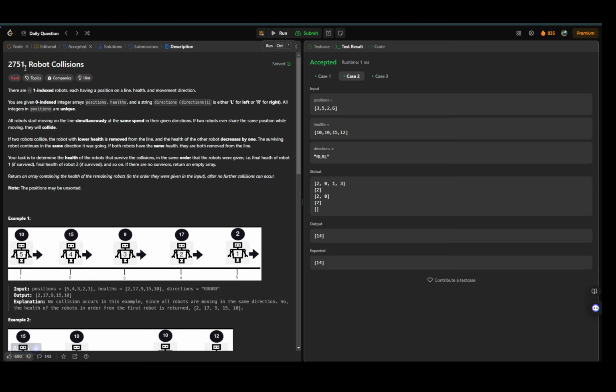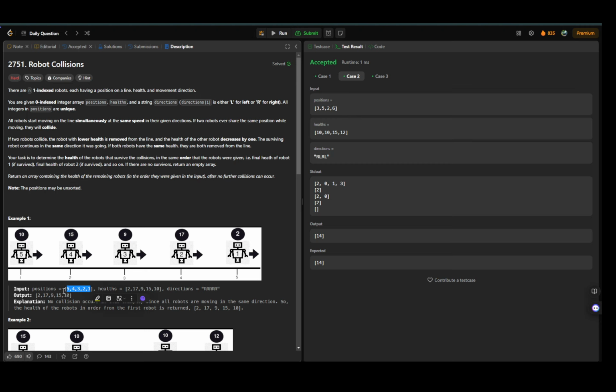This is a hard category problem, Robot Collisions. There are n one-based indexed robots. There are n robots, nothing but a target number of an array, which are one-based robots, and each has a position on the line, a health and a movement direction, which means they are given a positions array, a health array and a directions array. Each robot lies on the same line, dotted line, the solid line. As you can see, with one-based indexing all the robots are placed over the line and their positions are displayed here.